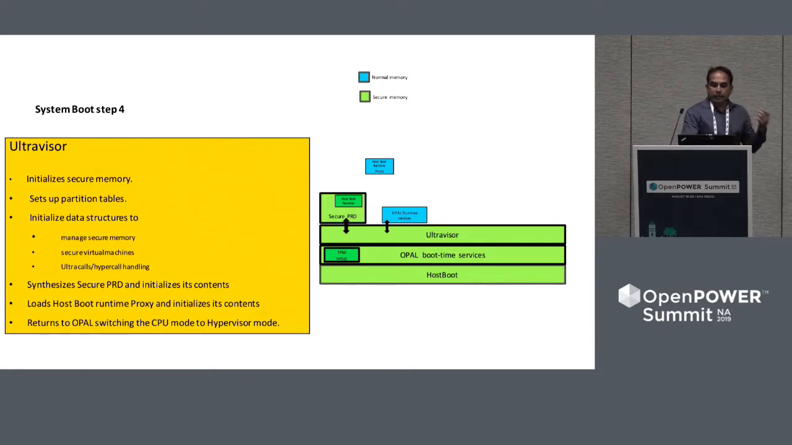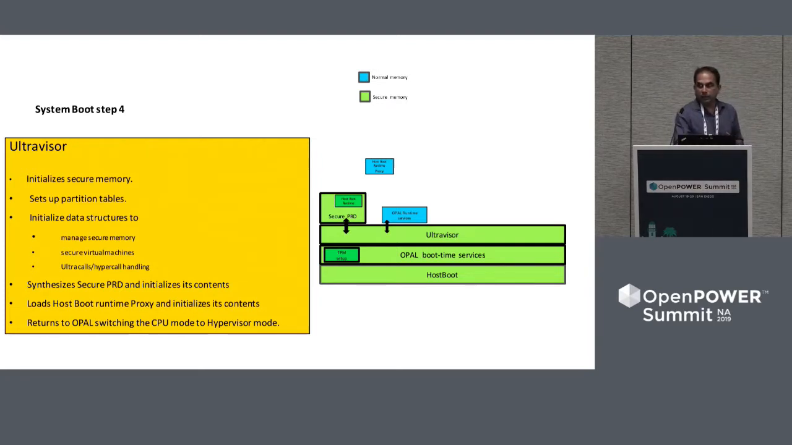Right? It then synthesizes the secure PRD. Within the secure PRD, there is this host boot runtime. It then loads actually the Opal boot time, Opal is already loaded. It hands over the control to Opal runtime services. But at the time when it returns control to the Opal runtime services, it would have switched the mode of the CPU from ultravisor mode to a hypervisor mode, which means now onwards, the software, that is Opal software, which is getting control, cannot access any of the sensitive resources on the system. If it has to access, it has to go through an ultra call.